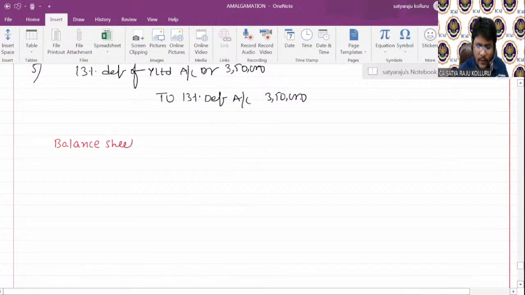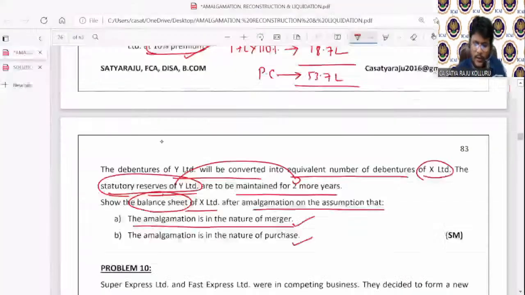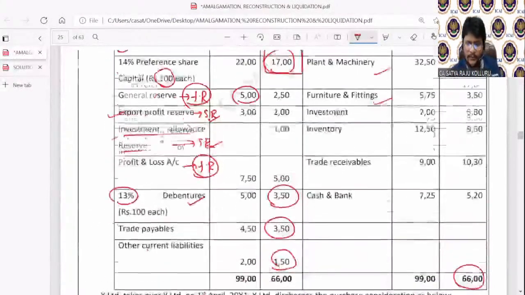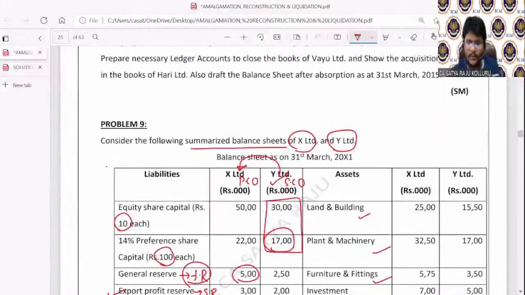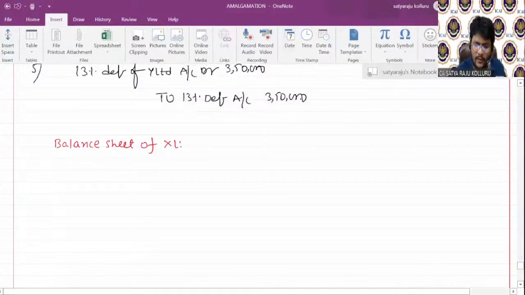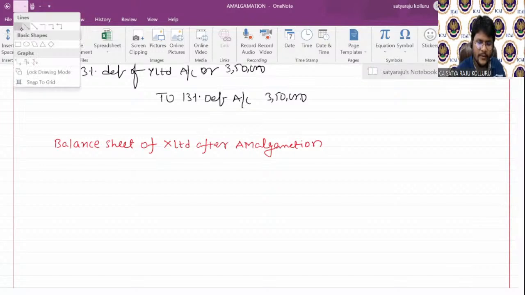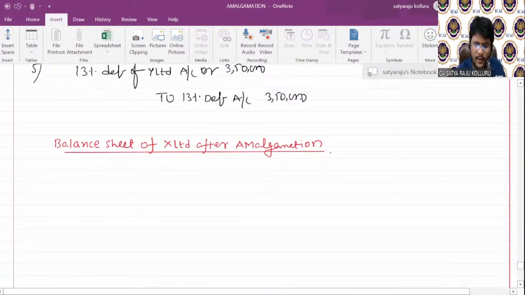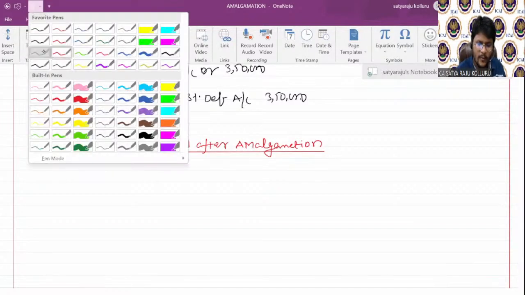Balance sheet of, what is the company name here? X Limited. After amalgamation. So balance sheet of X Limited after amalgamation. Now you can start the format, guys.